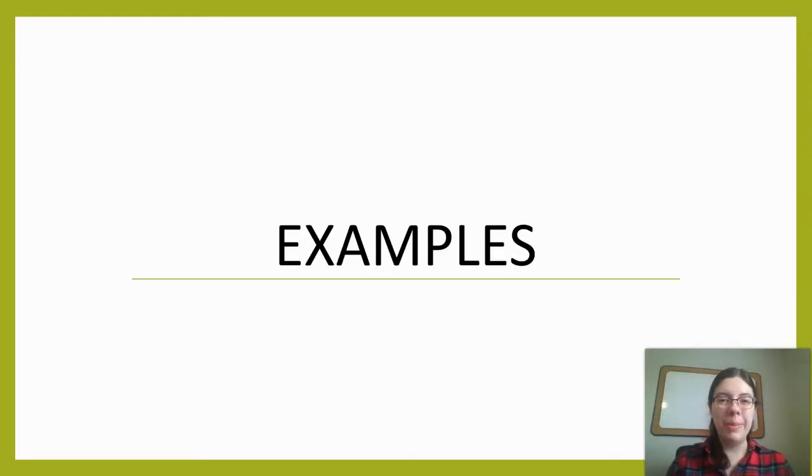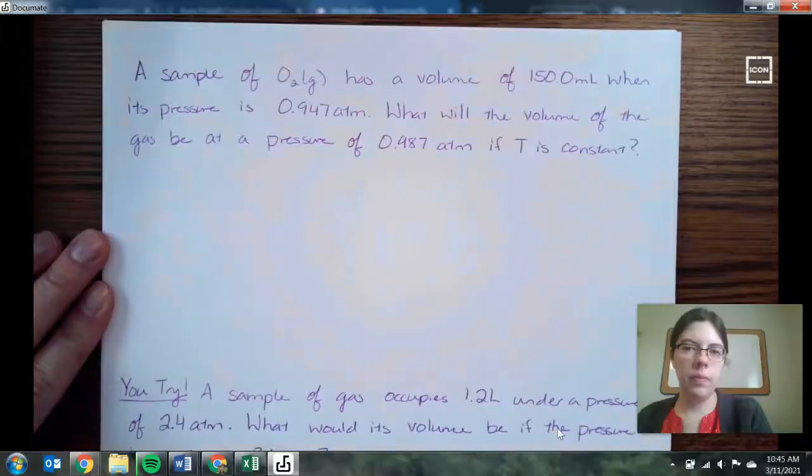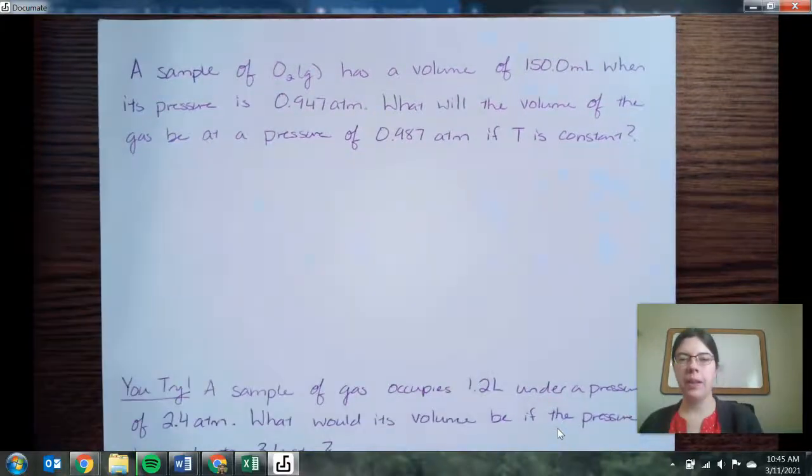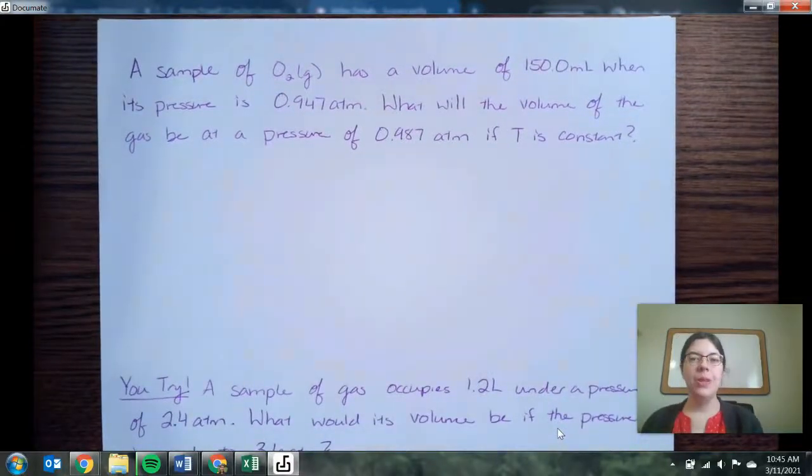Okay, so let's go ahead and work through some examples. And try out some examples.